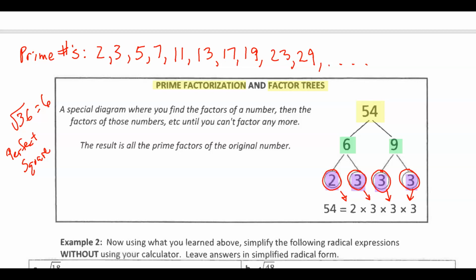Alright, so I'm going to stop the video here. In the next video, we're going to look and see how we use prime factorization to help us simplify radical expressions. So make sure you get help if you need it, and we'll see you in the next video.